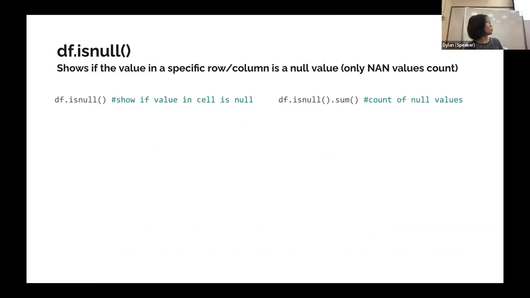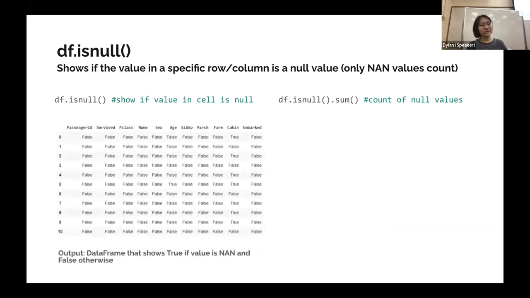Now we move on to isNull. This is a function that shows whether the value in a specific row and column is a null value, so it's a direct map to your data frame. What I mean is, if we had the 11 by 11 data frame from earlier, and previously it was filled in with certain values, then if the value in a specific row and column is a NaN value, it will return True. If it's filled in with a number or a string, it will return False.